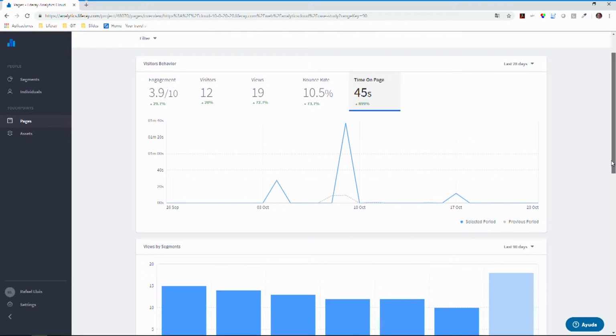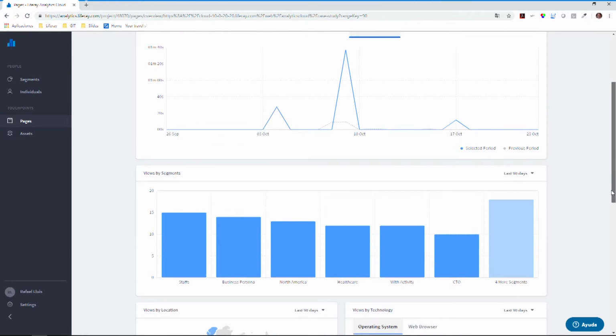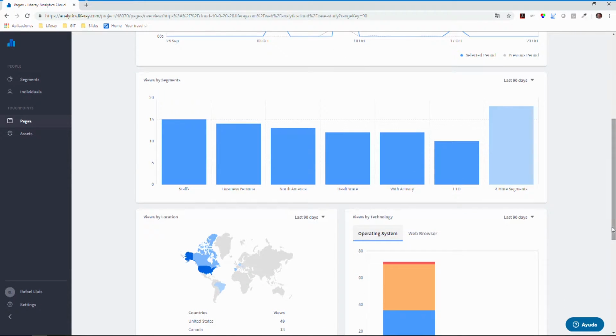So we have visitors' behavior, then views by segments, okay? So we have different segments that are coming into my page, that are using my page, and I can see how these segments behave, okay? So we have CTOs, we have healthcare, North America, different segments that I've created. These segments are not going to appear automatically. It's something that I create, we'll see later, and we'll see what their behavior is.